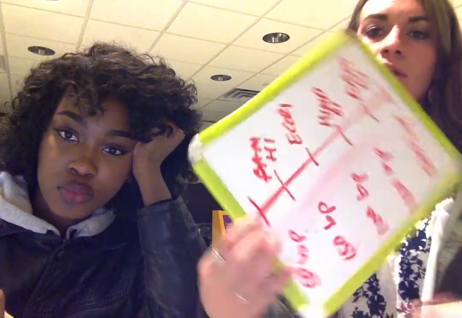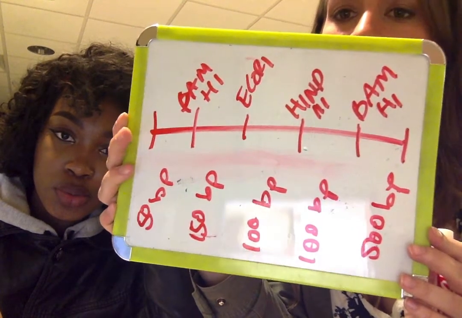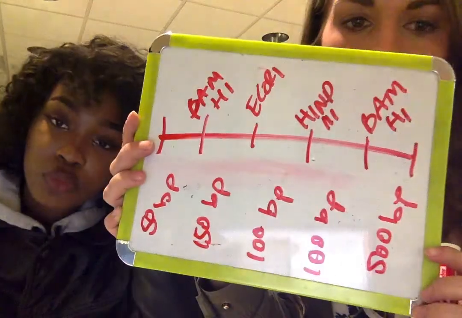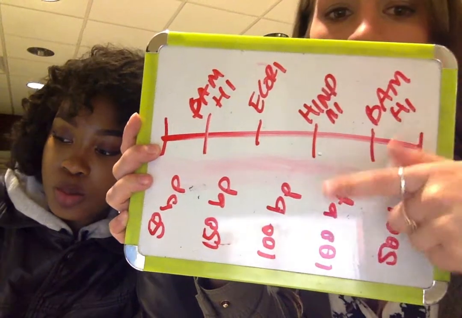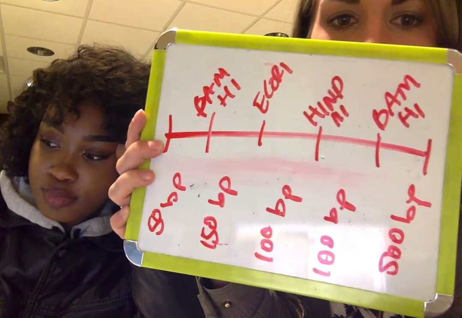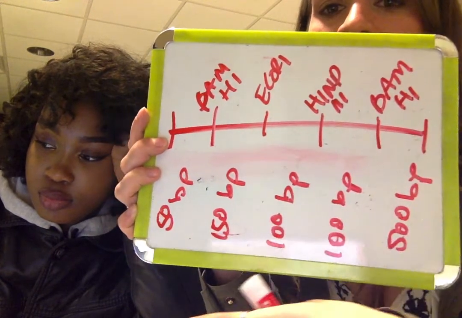And then it says, draw a linear restriction map that indicates the location of the restriction enzyme sites along the hypothetical DNA molecule. And so it would look like this. So you would have your BamHI, your EcoRI, your HaeIII, and then your BamHI again, going from 50 bp to 500 bp.